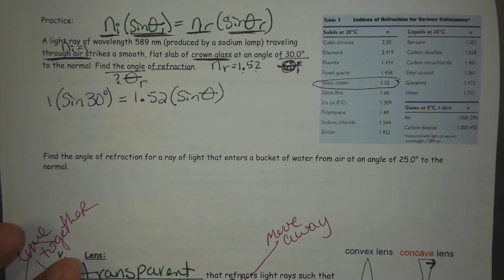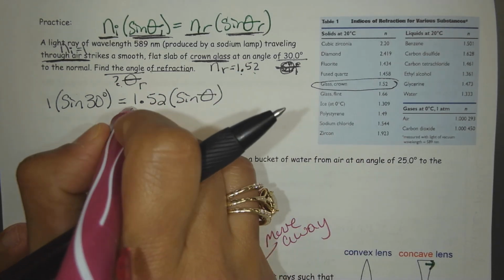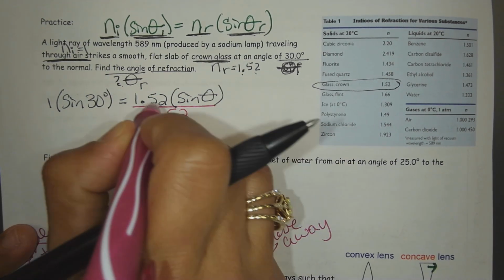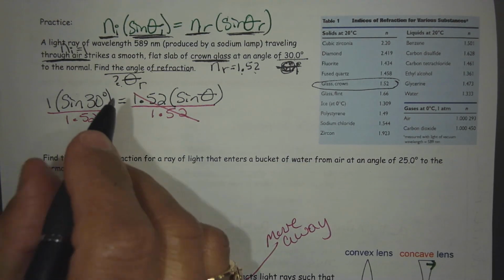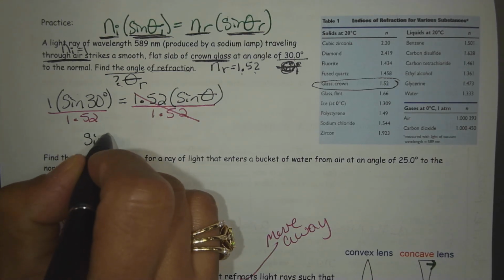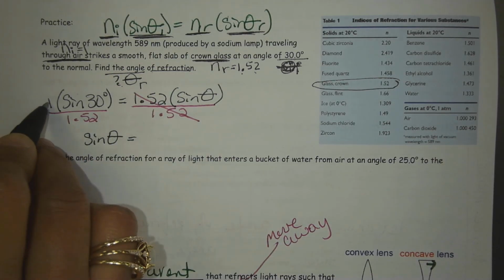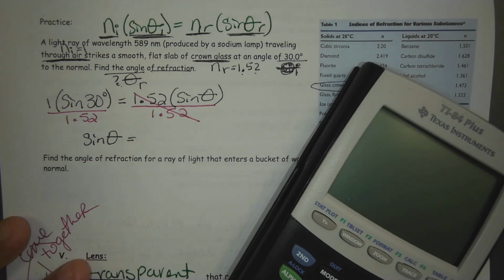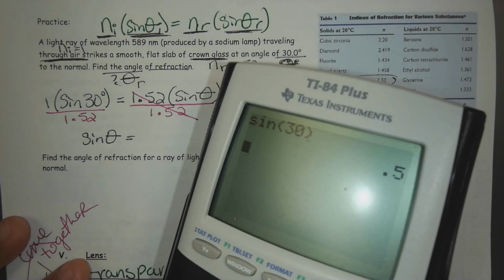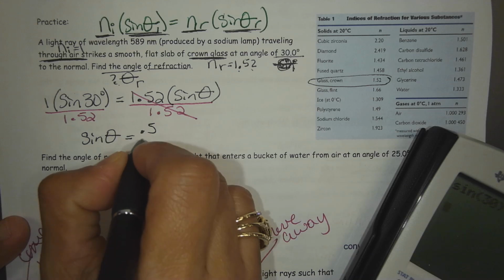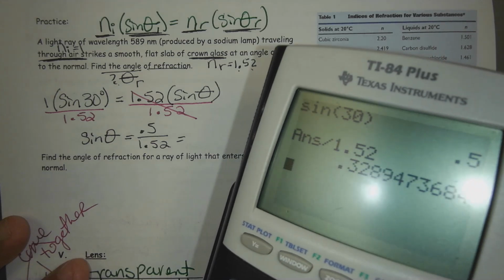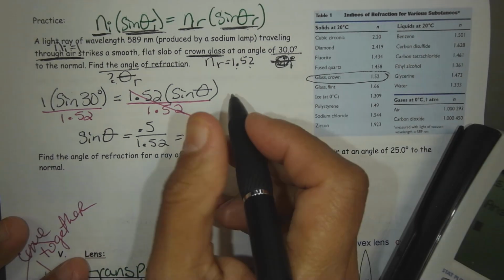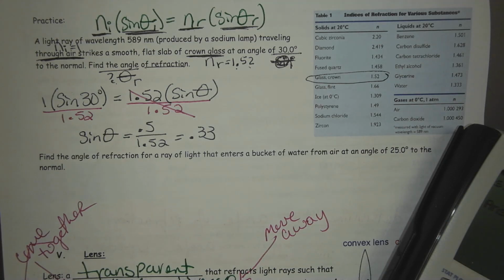Okay, like algebra, if these two numbers are being multiplied, then I have to do a division. Cancel. Division. The sine of the theta equals 1 times the sine of 30 degrees, which is 0.5, divided by 1.52. 0.33.